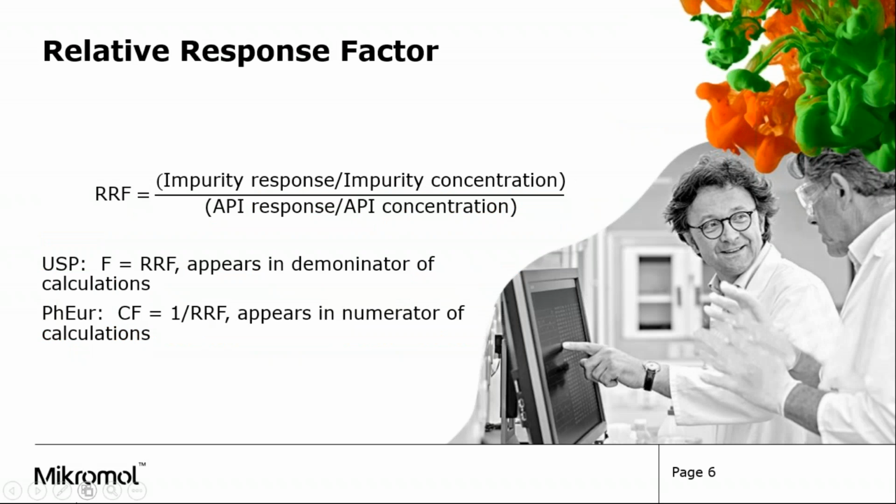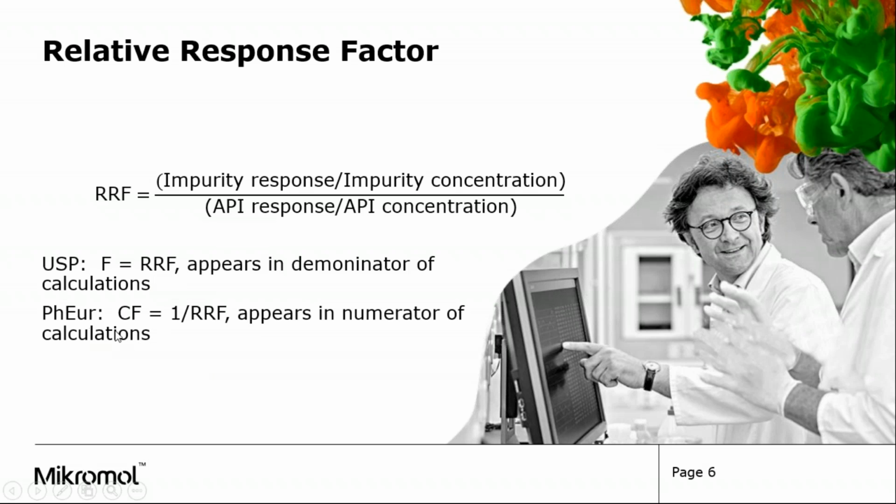So one thing right off the bat to define is how relative response factors are expressed. Throughout the talk, when I'm talking about RRFs, I'm referring to them as defined here, where it's really the response factor of the impurity divided by that of the API. The response factor is whatever detector response is being measured, divided by the impurity concentration. It's important to realize that this is expressed differently in the USP and European pharmacopoeias. In the USP, usually a factor F is used in calculations, and it's equivalent to the RRF as I've described here. It appears in the denominator of calculations, so you're usually dividing by that.